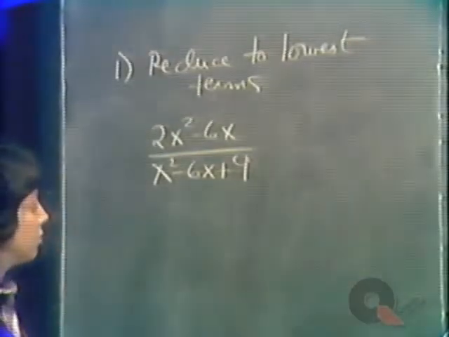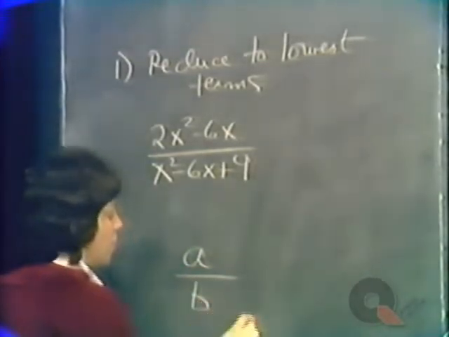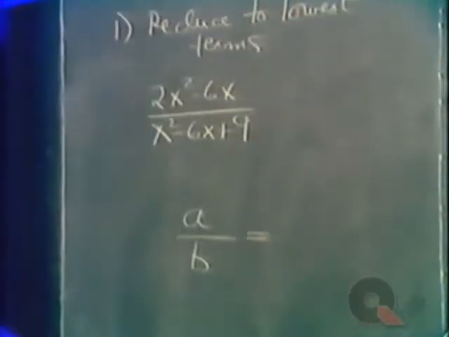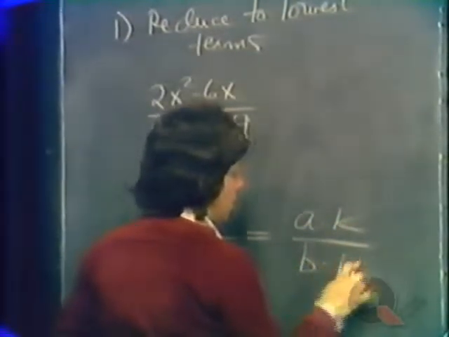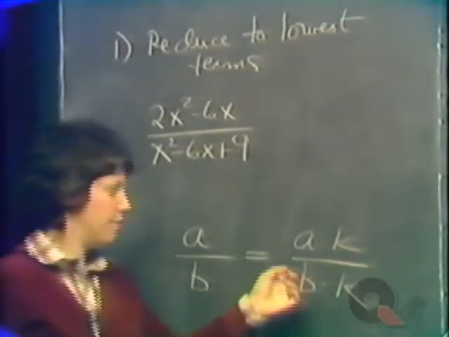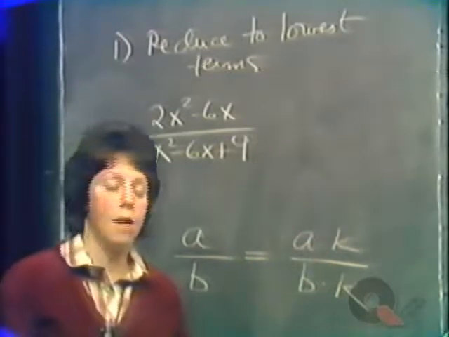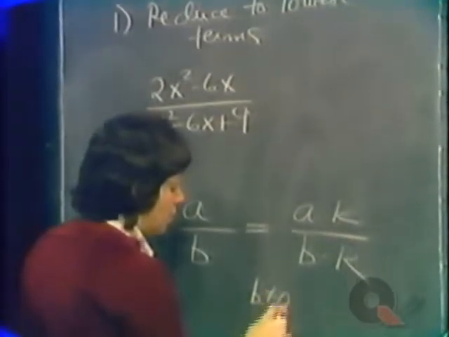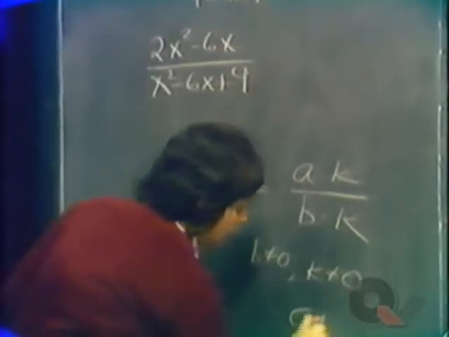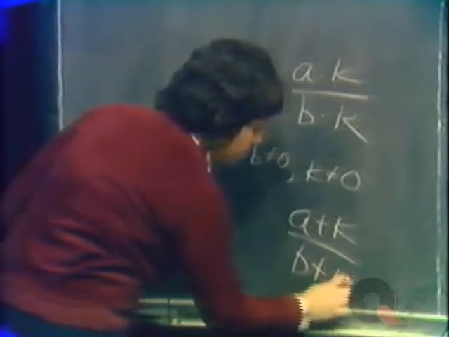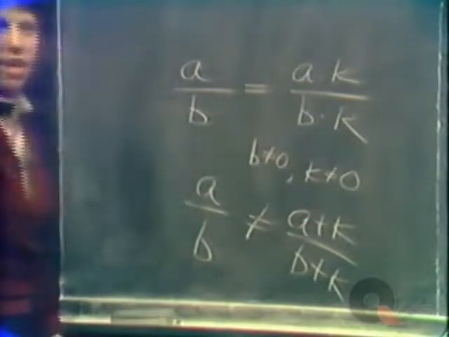Remember, the fundamental principle of fractions says that if you have a fraction, say a over b, we will get an equivalent fraction if we multiply the numerator and denominator by the same non-zero quantity. And working the other way, if we have a fraction, say ak over bk, we will get an equivalent fraction if we divide numerator and denominator by the same non-zero quantity. It is not true, however, that (a plus k) over (b plus k) is equal to a over b. We cannot just cancel the k's here.